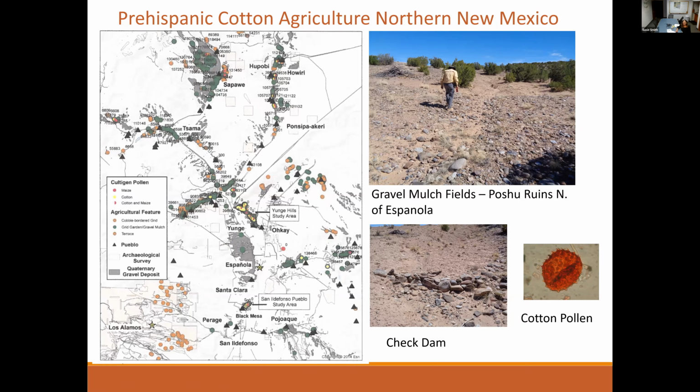This is an example of a check dam. And this is a picture of a cotton pollen grain, if you didn't get that. Cotton was the specialty in these gravel mulch fields, but there was agriculture, of course, all up and down the Rio Grande Valley. And so people were also growing, but again, the gravel mulches were a specialty, and cotton is about the only pollen type that we recovered from these fields.